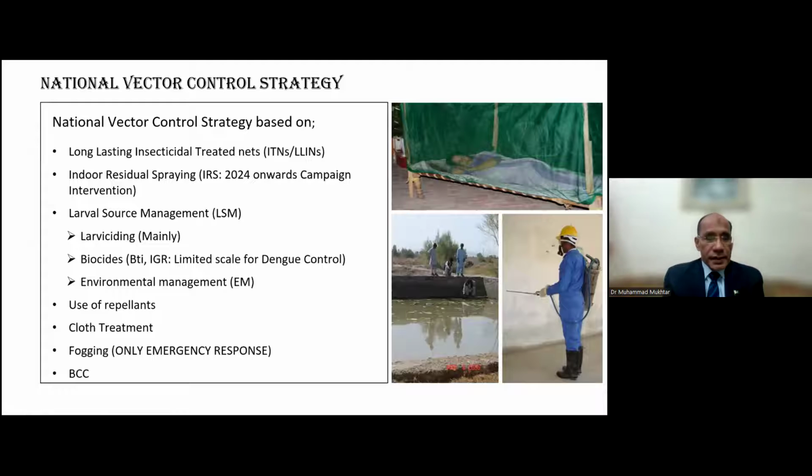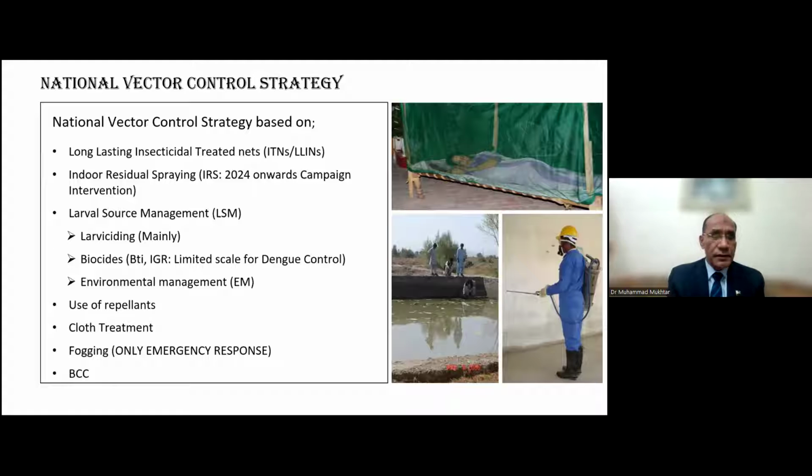Here is the national strategy for vector control. The national vector control strategy is based on the use of long-lasting insecticide-treated nets, ITN, and then indoor residual spray. Currently, we are using indoor residual spray mainly as an epidemic response. However, according to our national long-term strategic plan, which runs from 2021 to 2035, IRS will also be a campaign intervention onward from 2024, which means that from this year the national program will take up IRS as a campaign intervention, not as an epidemic response, and more importantly, IRS will be supported from domestic resources according to our national strategy plan.